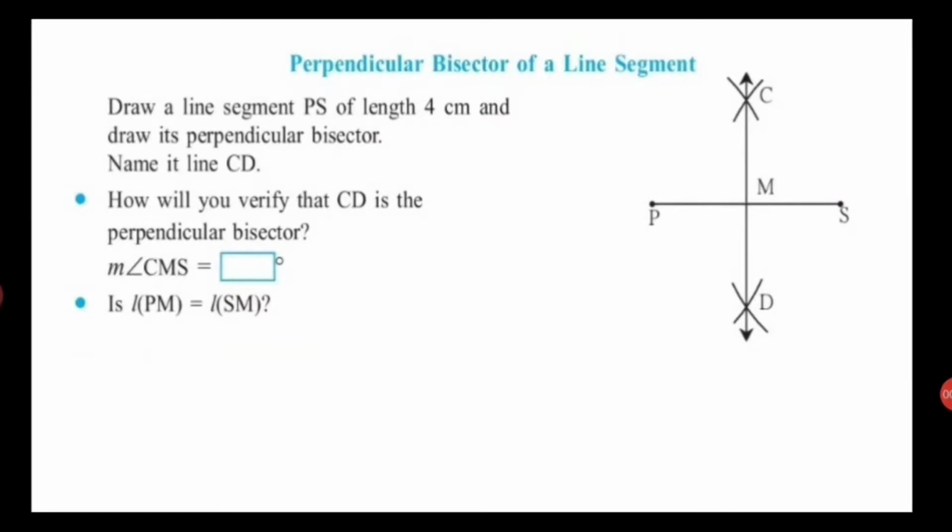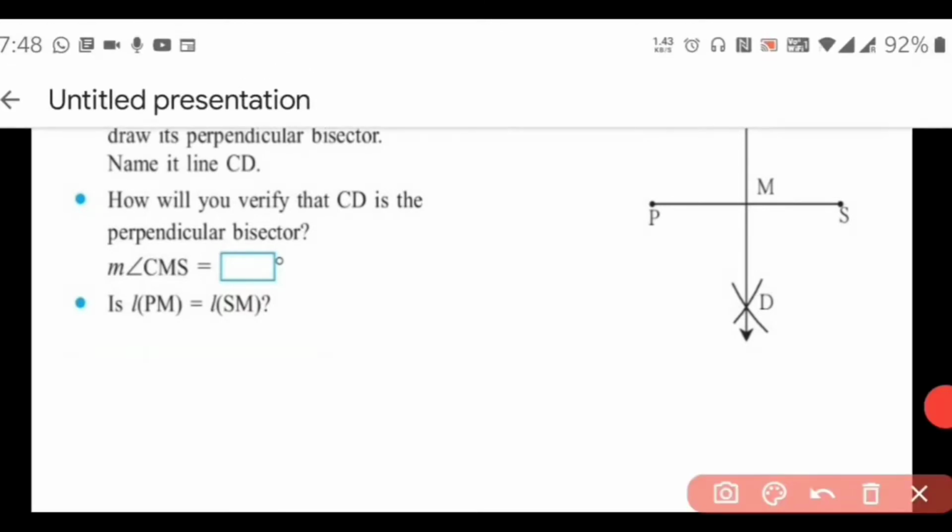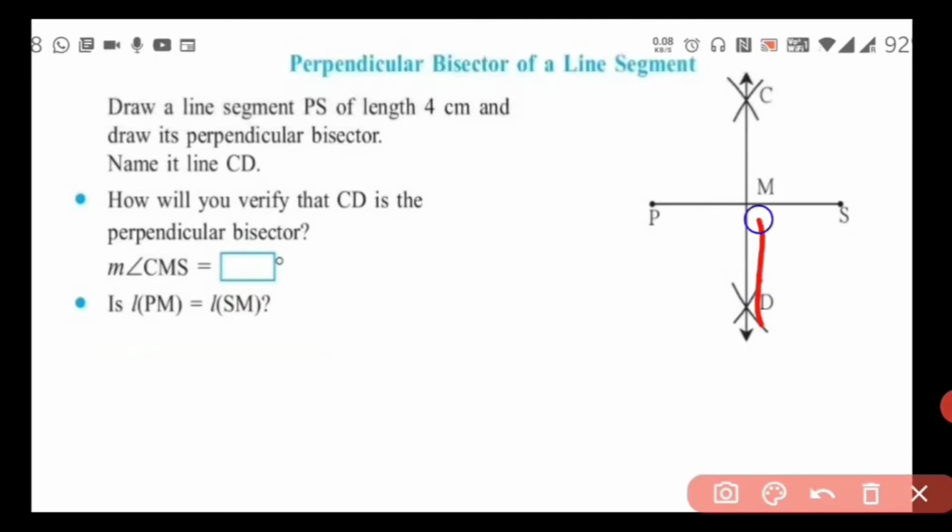So due to this line CD, this PS is divided into two equal parts, PM and SM, and here CMS, CMP, DMP and DMS, all four 90-degree angles are formed. So that's why we can say that line CD is perpendicular bisector of length PS. Now let us see the next construction.